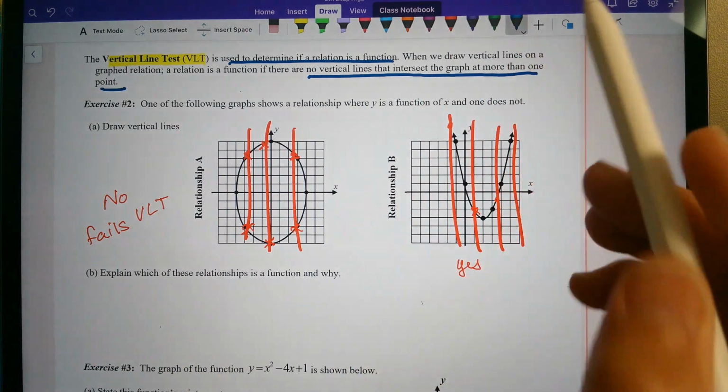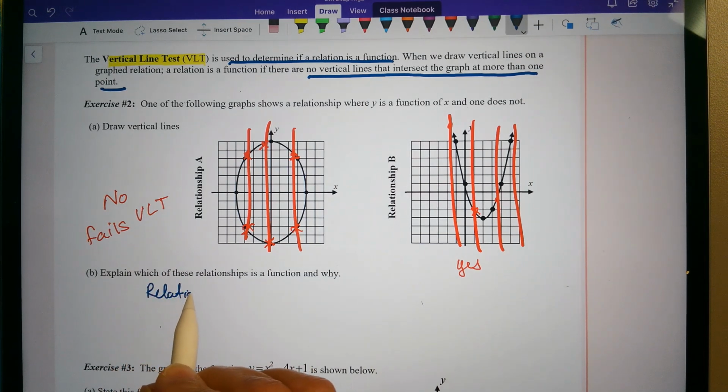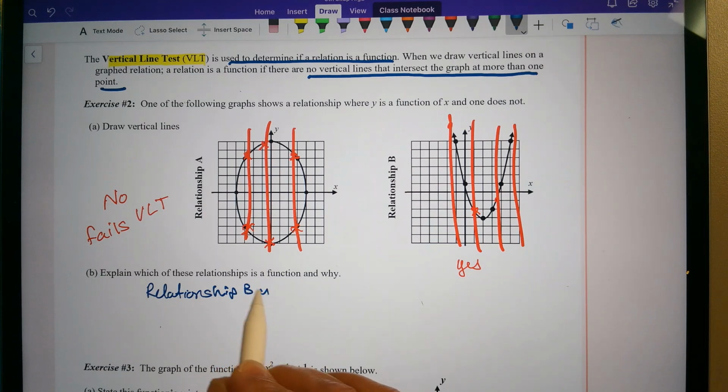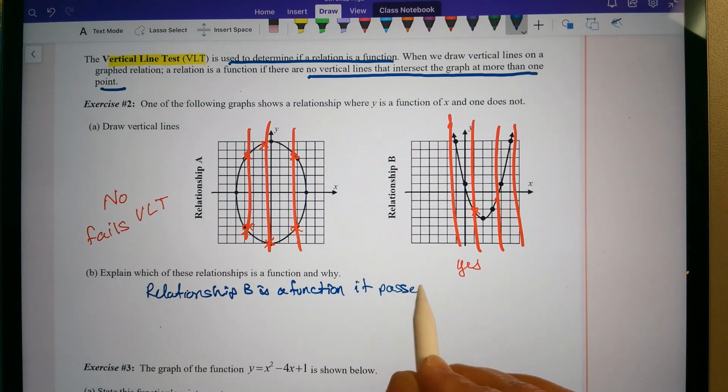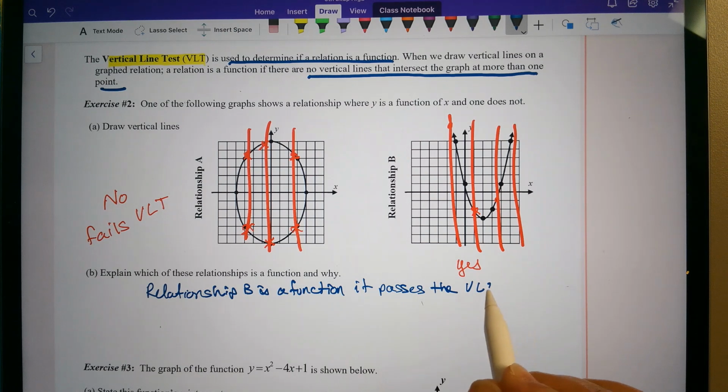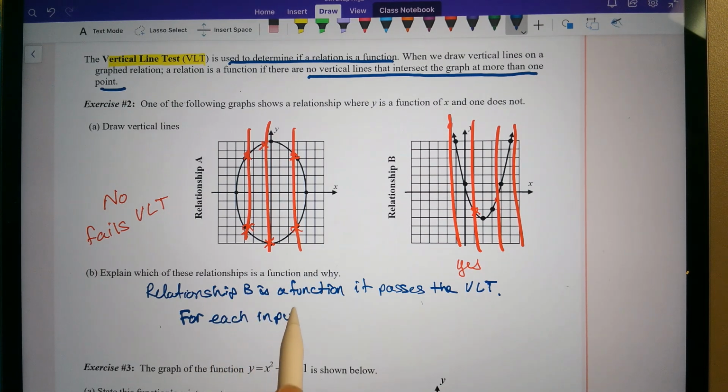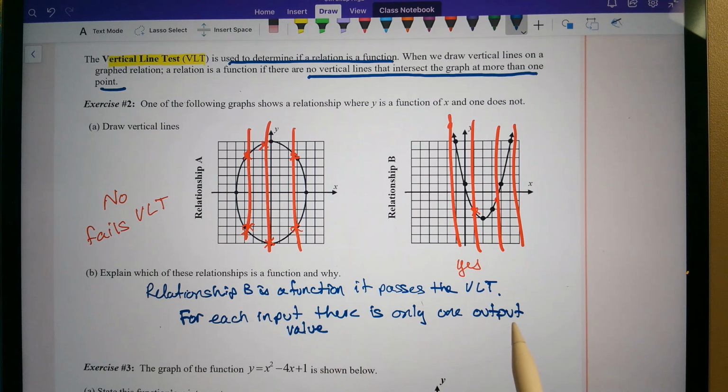So in explaining, relationship B is a function. It passes the VLT, vertical line test. In addition, explanation, for each input value, there is only one output value.